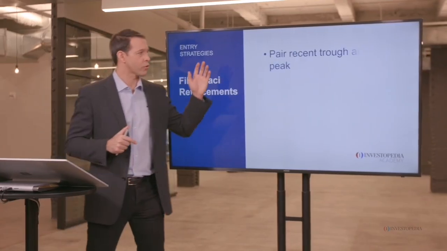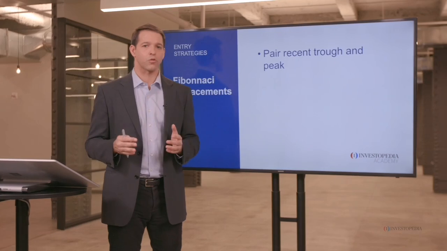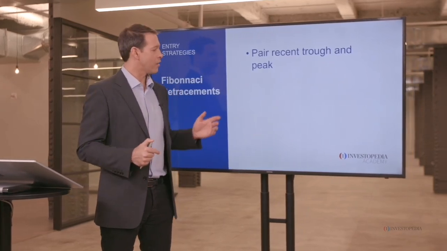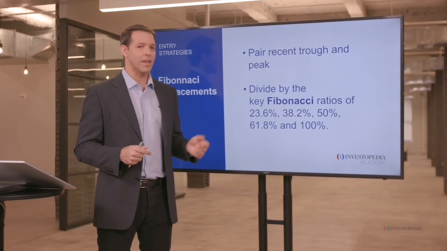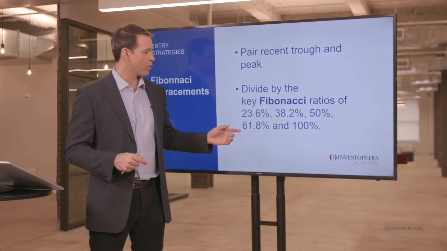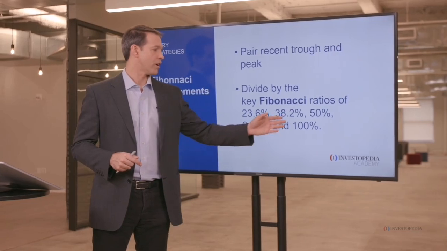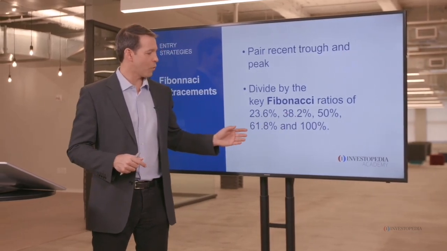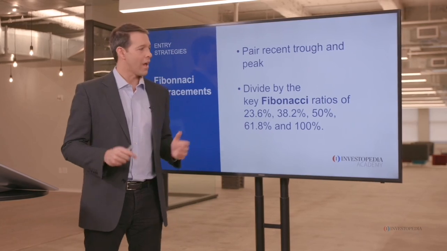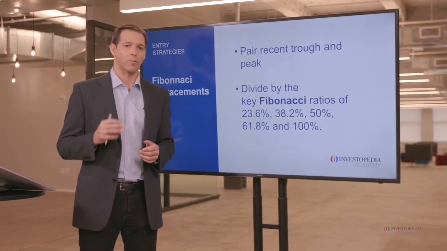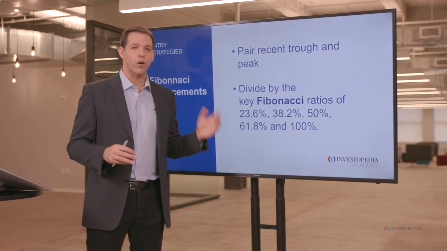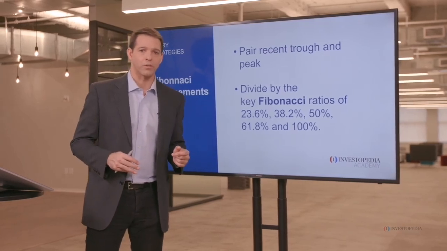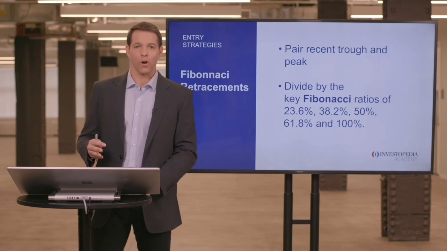What you do with Fibonacci retracements is you pair a recent trough and a peak, and you divide this distance by the key Fibonacci ratios of 23.6%, 38.2%, 50%, 61.8%, and 100%. And these give you key levels of support. Now, I'm going to show you how to draw these Fibonacci ratios, and let's go over some charts to outline that right now.